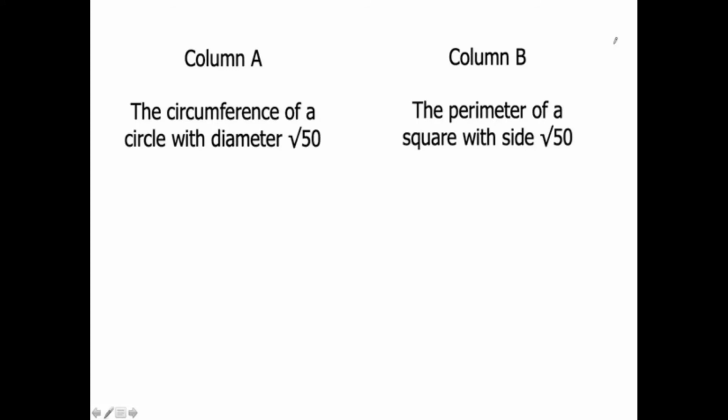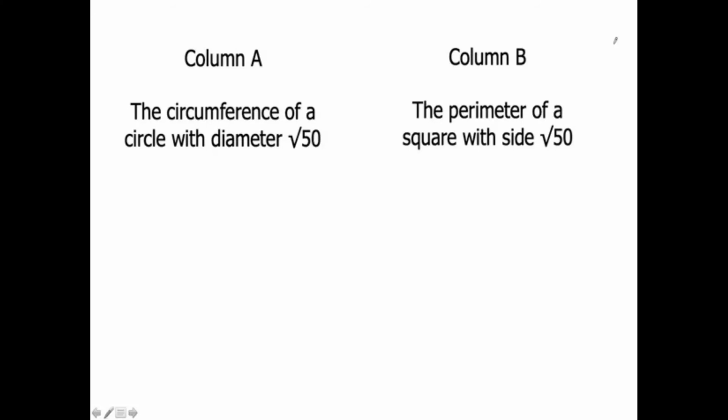So we're going to put on our geometry hats here for a moment. If you're not already wearing your geometry hat, go ahead and just put it on, would you? It is a quantitative comparison question asking us which side is greater, column A or column B. Column A is the circumference of a circle with a diameter of the square root of 50, and column B is the perimeter of a square with the side of the square root of 50.